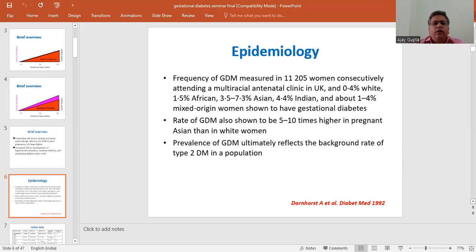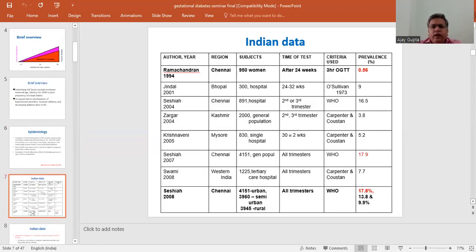The same has been demonstrated for type 2 diabetes mellitus. The overall prevalence of type 2 diabetes mellitus is significantly higher in the Asian and Asian Indian population, and the same is reflected in gestational diabetes mellitus. The rate of gestational diabetes mellitus has also been shown to be 5 to 10 times higher in pregnant Asian women than in white women. The prevalence of gestational diabetes mellitus ultimately reflects the background rate of type 2 diabetes mellitus in the population. As already mentioned, those populations, especially Indian, have higher chances of type 2 diabetes mellitus, and the same thing is reflected in GDM also. So GDM is more prevalent in the Indian population.